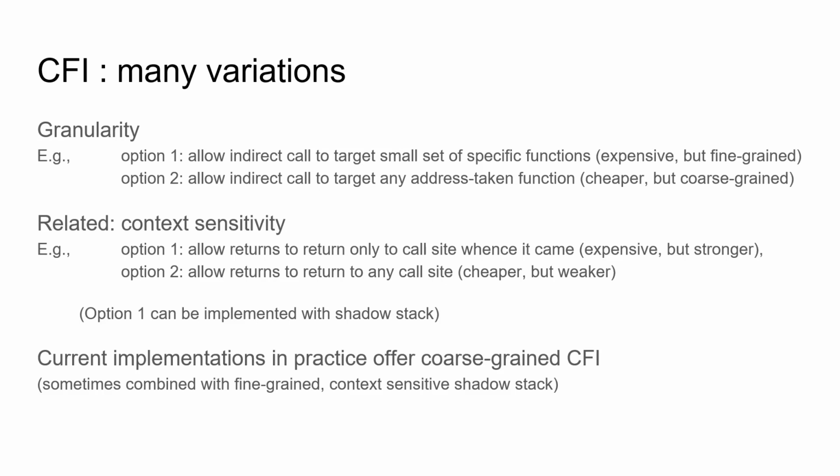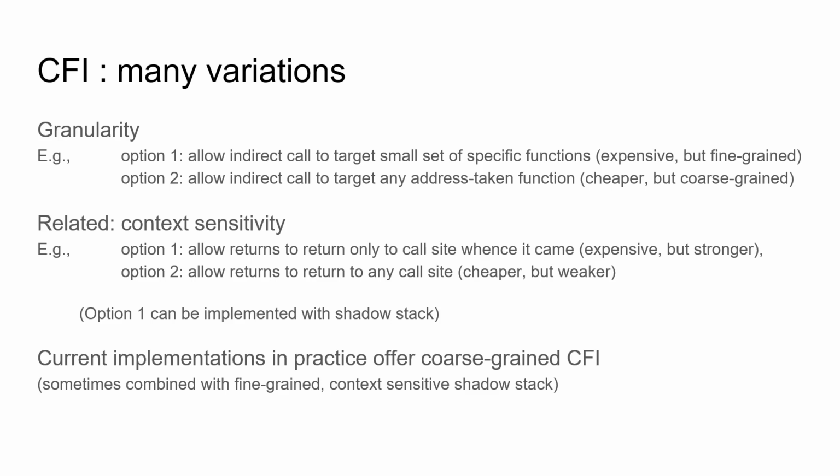Just like in information hiding, CFI also offers different options, different variants. For instance, there are different options for the granularity. One option is to allow, for instance, an indirect call to target only a very small set of specific functions. So you have very precise labels, specific labels for every function that can be called. And then whenever you do an indirect call, you have to check whether the target address has a label that is actually appropriate for this particular call site. And if there's a long list of these labels, that check might be expensive.